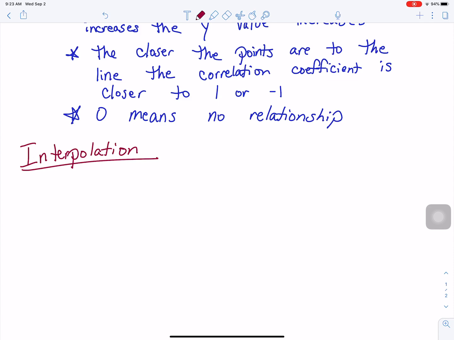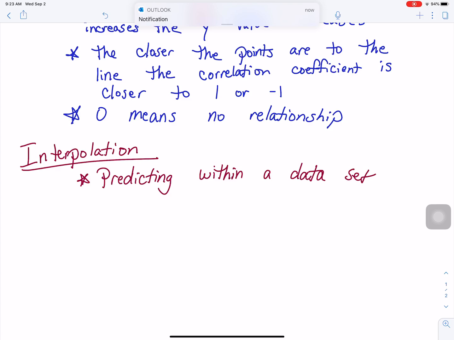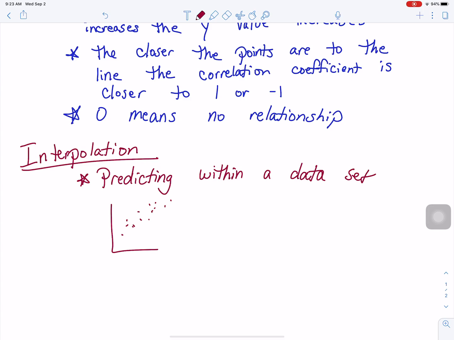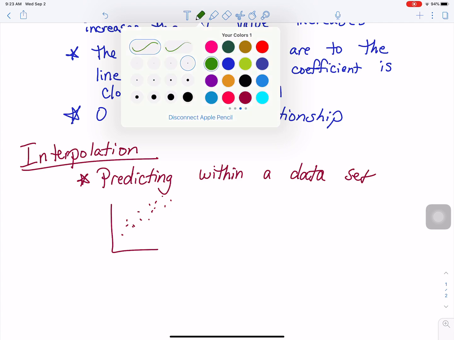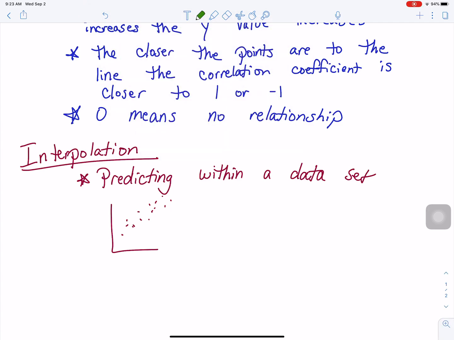And so interpolation means that I'm predicting within a data set. So if I have my graph, I have my points, I can definitely see that there's a relationship in there. So I can draw in my line of best fit, and I might say it looks like this. And remember, now I ignore my points and I only use the line of best fit, which is why that correlation coefficient is really important.